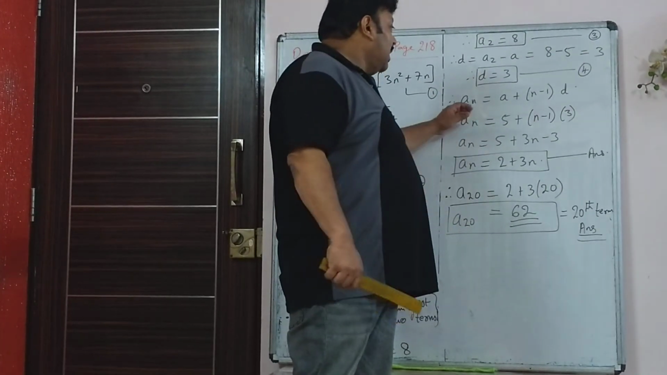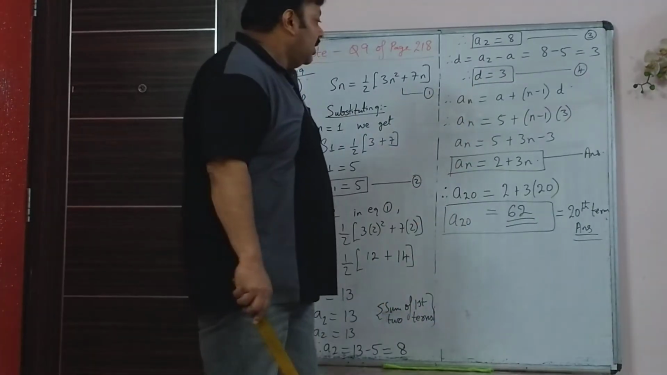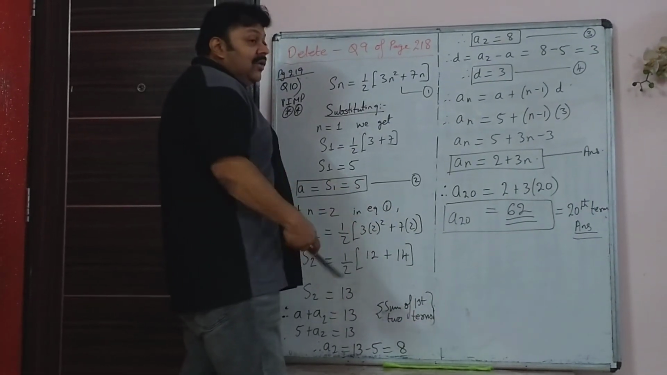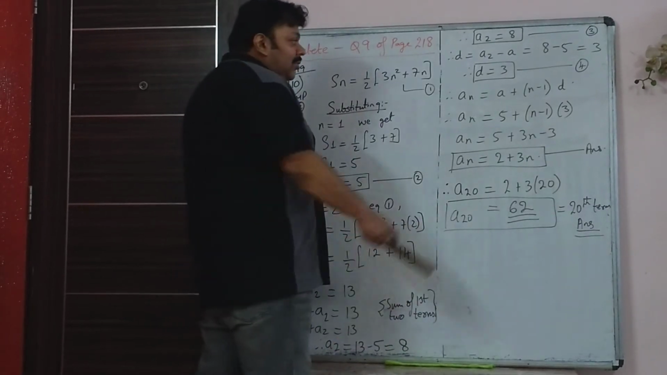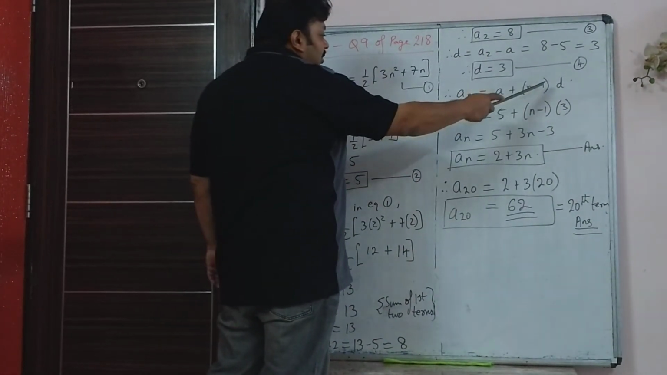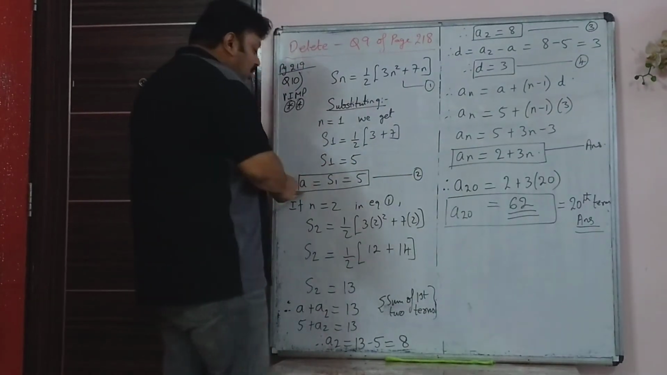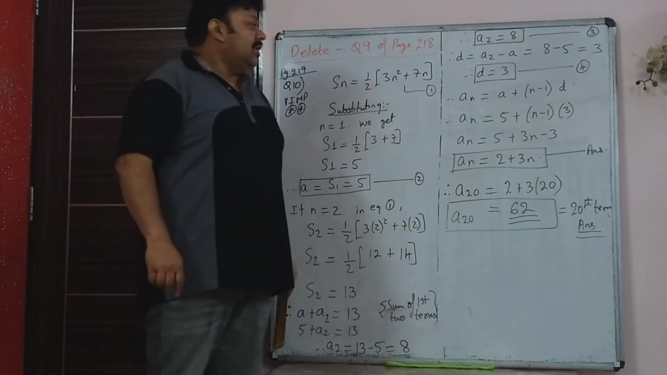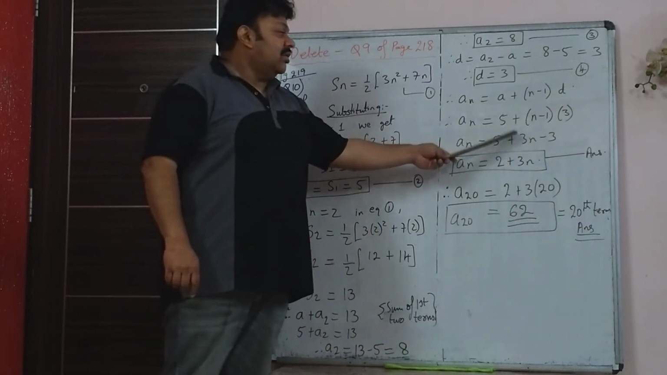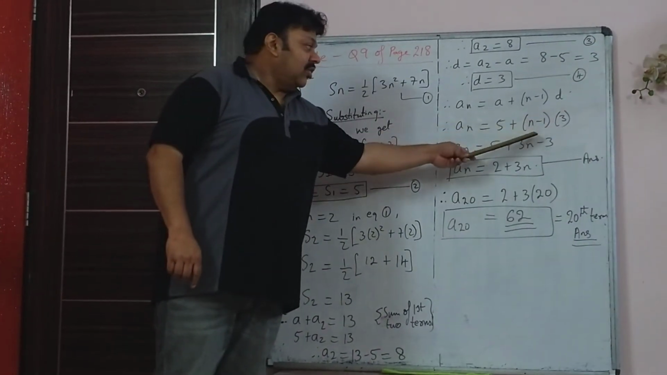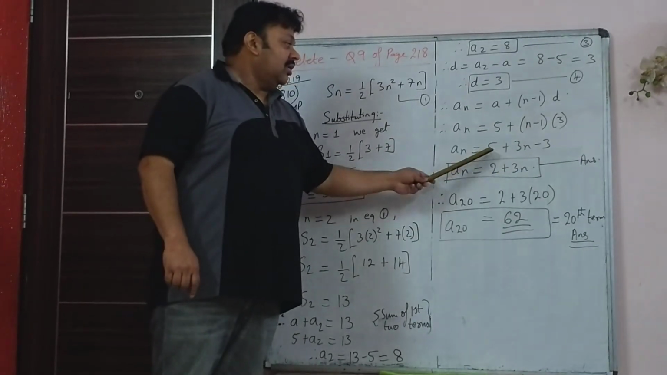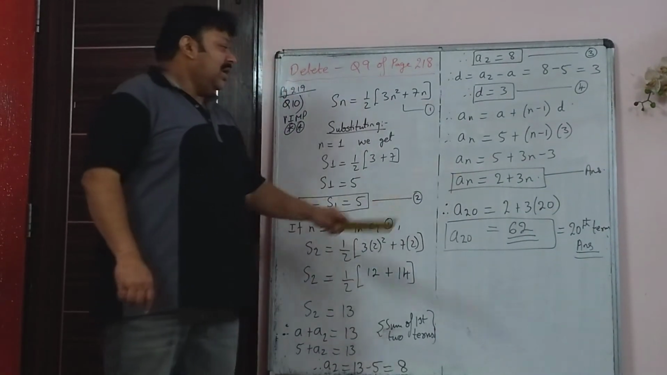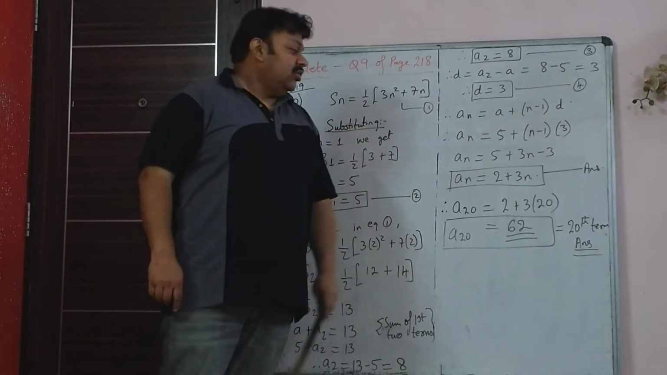So that means an is a plus n minus 1 d. You are asked to find the general equation for the nth term. So this is the general equation. In that you will substitute the value you got for a, that is 5, and the value you got for d, that is 3. So you get an is 5 plus, when you open the bracket, 3n minus 3. So 5 minus 3 is 2, 2 plus 3n. So an is given by the formula 2 plus 3n.